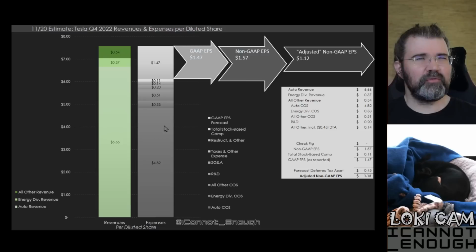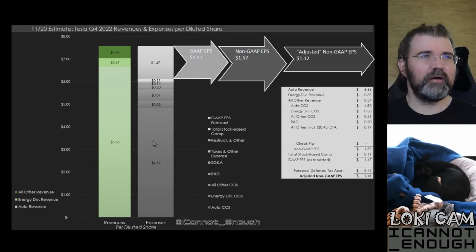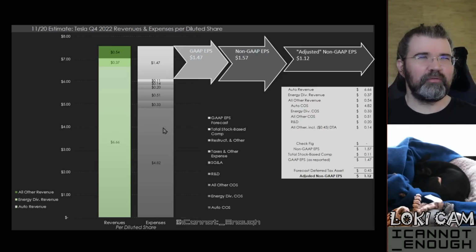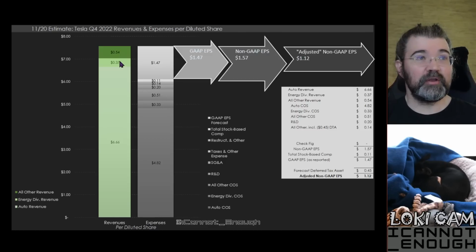And I did reformat this since last time. There used to be a lot more colors on this page, and I decided to eschew the rainbow of colors in favor of just keeping the expenses and profits on a gray to white spectrum. The energy division is right above that at 33 cents. So not a lot of profit from the energy division, only 4 cents per share worth of profit being contributed by the energy division. A little bit of profit coming from the all other. So 54 cents minus 51 cents is 3 cents.